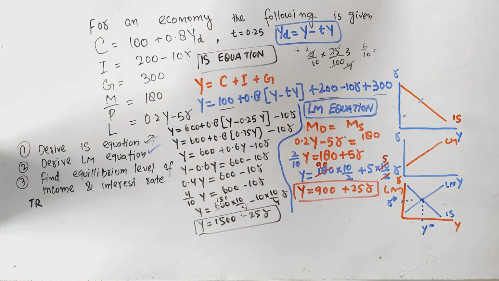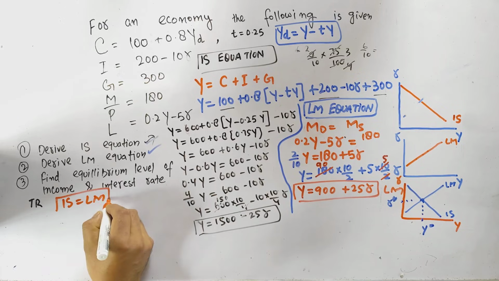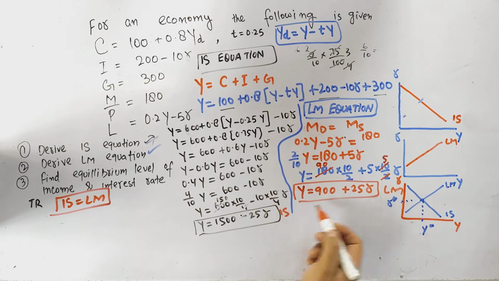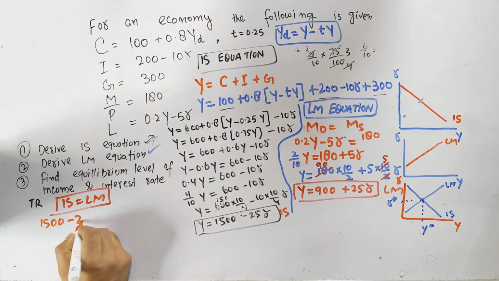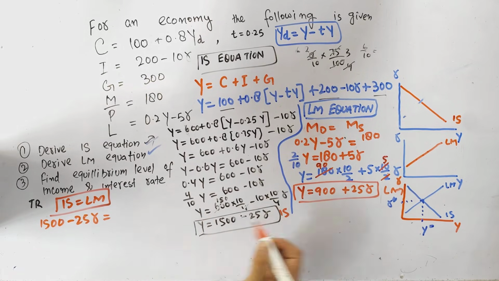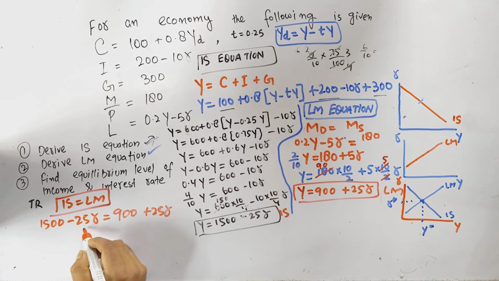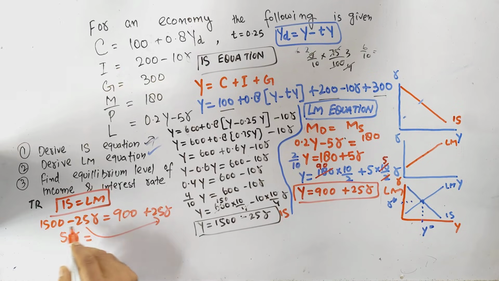Let us find out. For simultaneous equilibrium, IS should be equal to LM. This is our IS equation and this is our LM equation. Let us equate them. Since the LHS is the same, we can equate the RHS. So we have 1500 minus 25R equal to 900 plus 25R. Now transposing, it becomes 50R. 50R is equal to 1500 minus 900.